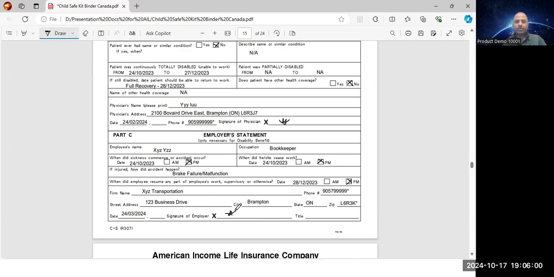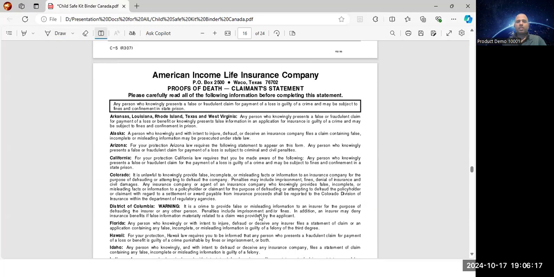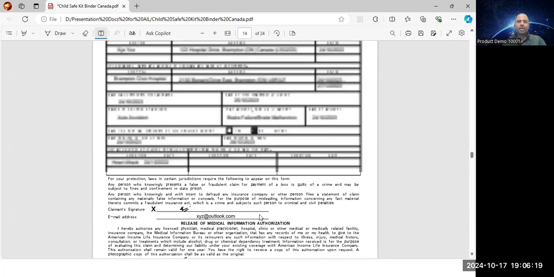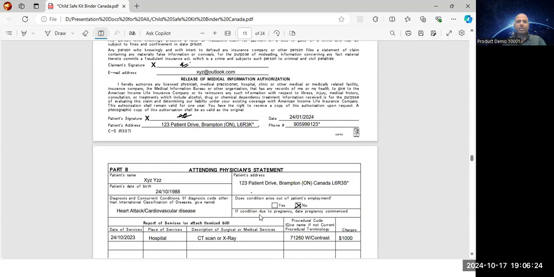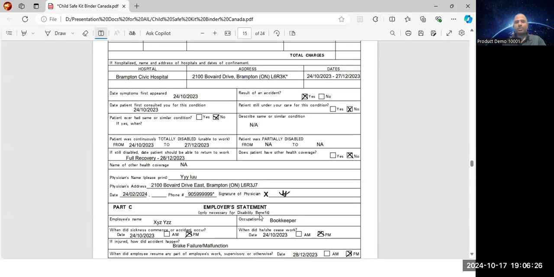Signature of the employer. Again, make sure the signature matches the one on government photo ID to make sure this is an authentic signature from the employer. And the title of the employer. Let's say this person is a manager. All right, so this is basically how you fill out Part A, B, and C of your disability form and APS, as well as your employer statements.